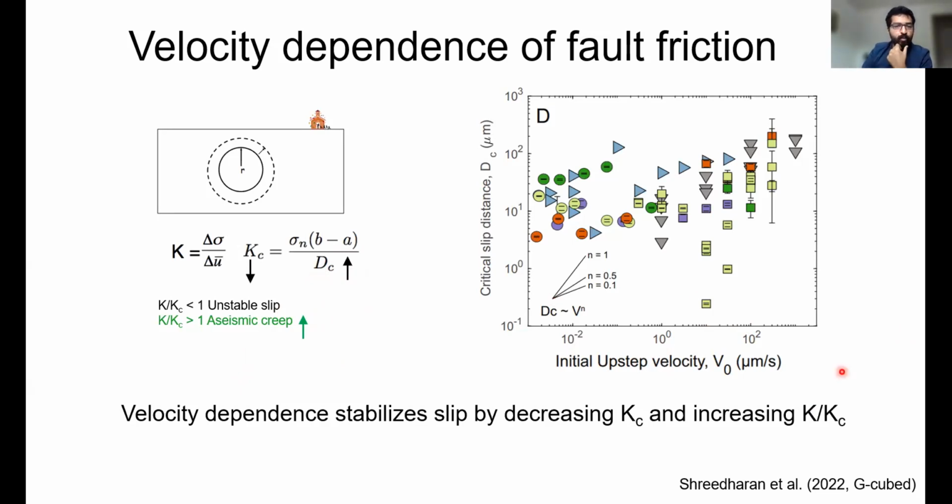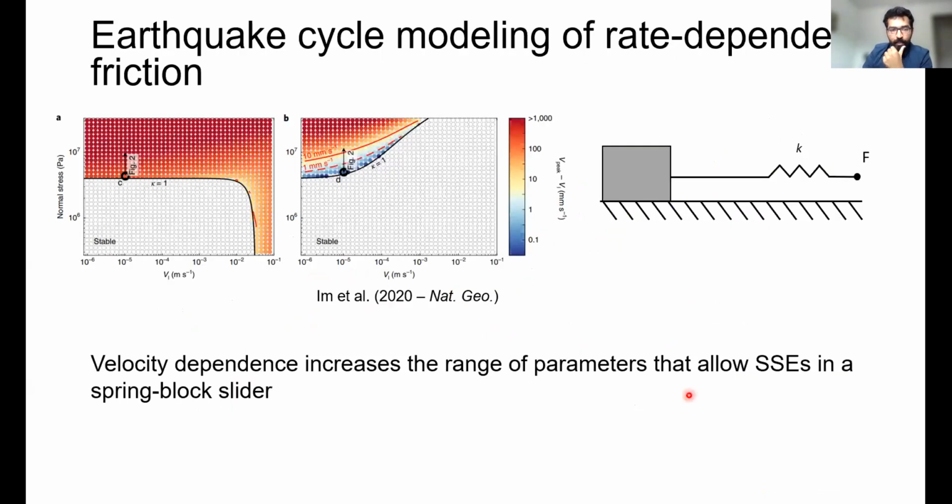So this works really well on paper, but the question is, how does this translate to a real fault? And for that, I just want to give a quick shout out to some of the work that one of my collaborators, KJ, who is a postdoc at Caltech, recently did in a 2020 paper in Nature Geosciences, where he modeled these types of velocity dependent friction on a 1D spring block slider model. So this is a plot of normal stress versus slip rate for two cases.